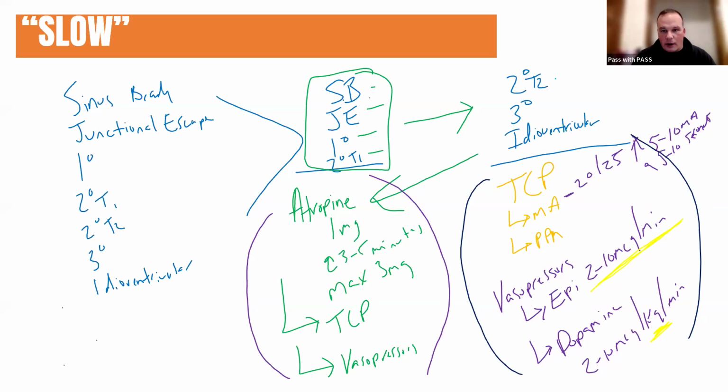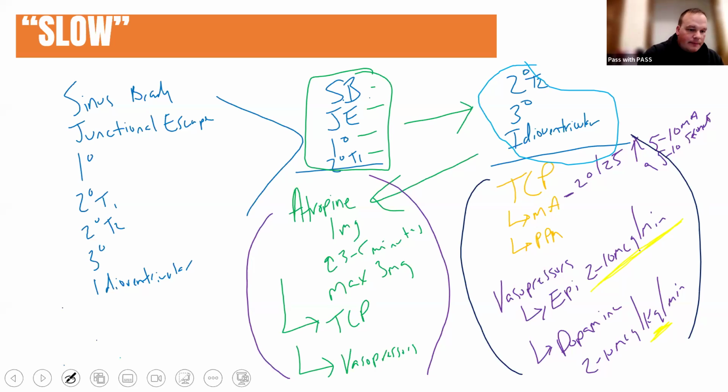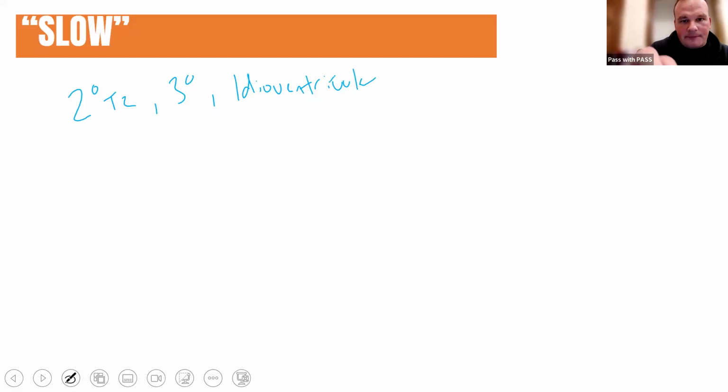Atropine isn't wrong for these. Okay, atropine isn't wrong. It's not going to kill your patient. You're probably just not going to get the effect you're looking for. All right, so I don't see any questions. So let's talk about why for that second degree type 2, third degree, and idioventricular, why we go straight to pacing with those rhythms.